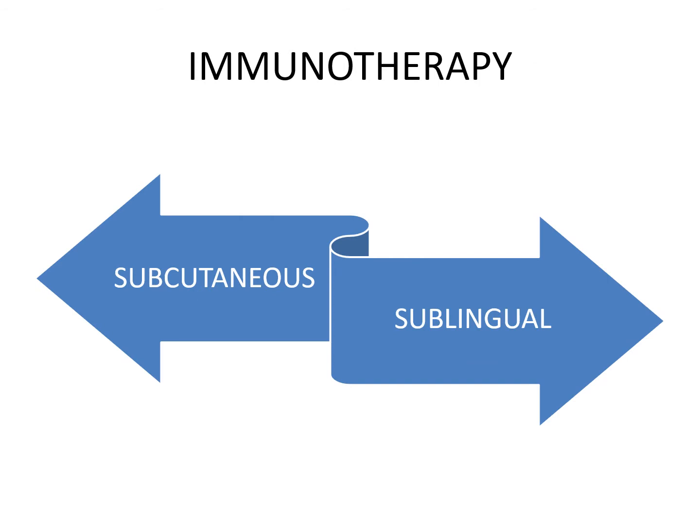Basically, there are two routes by which immunotherapy can be administered: subcutaneous and sublingual. Subcutaneous means we are going to inject below the skin, and sublingual means administering the allergen below the tongue, from which it is absorbed.